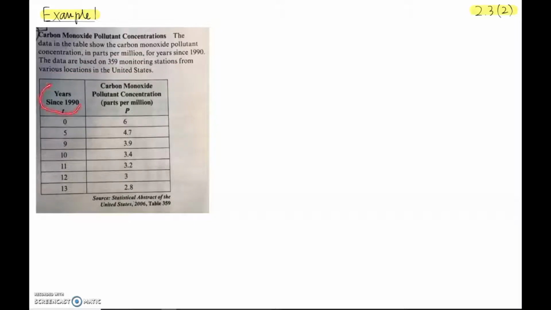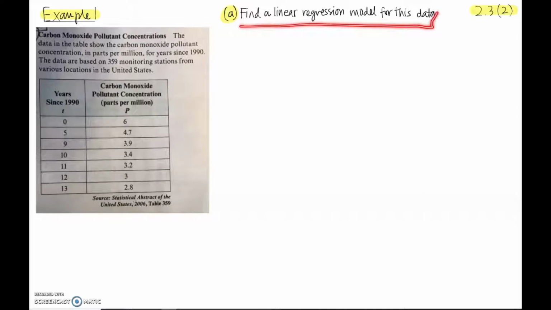So years since 1990. In 1990, that concentration was 6 parts per million. 5 years later, the concentration was 4.7 parts per million. And we can see as the years go up, it's not all evenly spaced, but the years are going up, and that carbon monoxide concentration is going down. And our first job is going to be to find a linear regression model for this data.